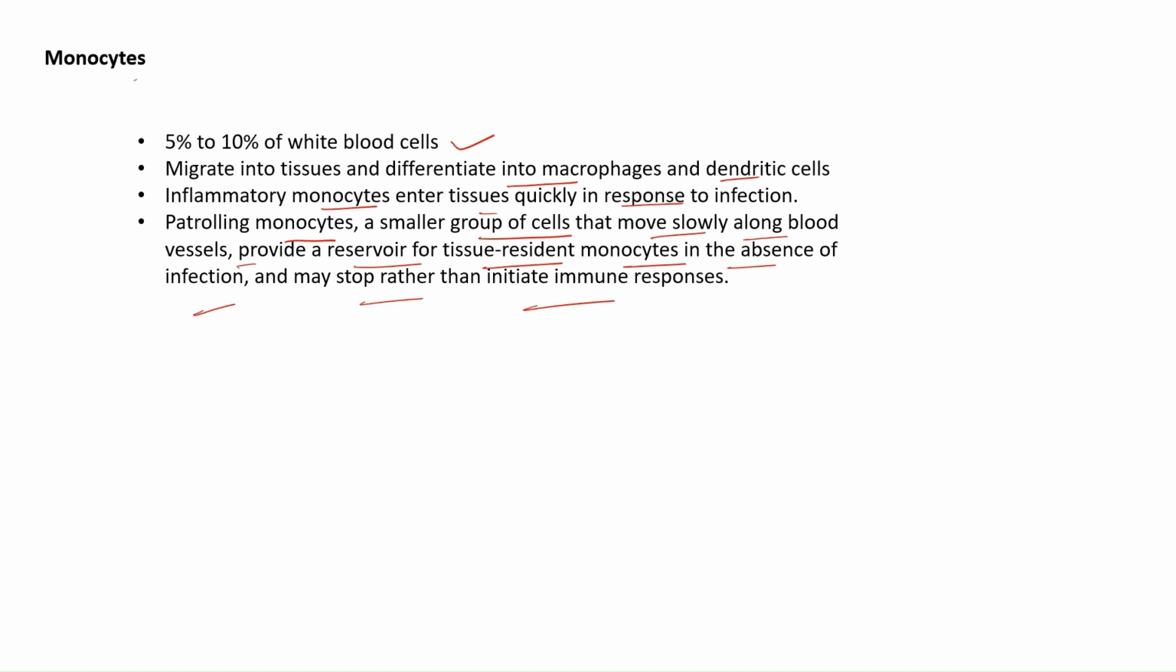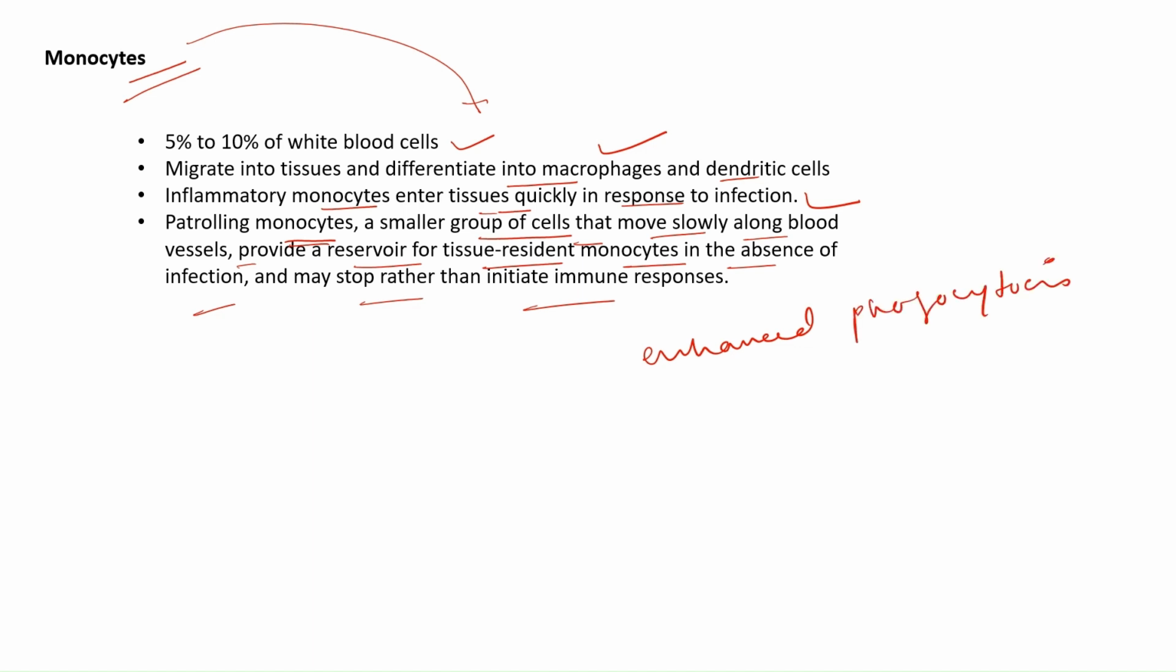That means they migrate into the tissue and differentiate into macrophages. That means macrophages are the differentiated form of these monocytes only. Inflammatory monocytes can enter into the tissue quickly and respond to the infection because they are already in the inflamed state. So basically these monocytes patrol, they are like a patrolling police in our body that helps to fight with the infections. And they differentiate into macrophages, leading to enhanced activity, that is phagocytosis, and presenting the antigen to the cells of our lymphoid organs.